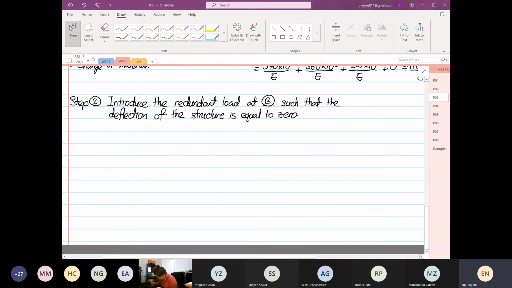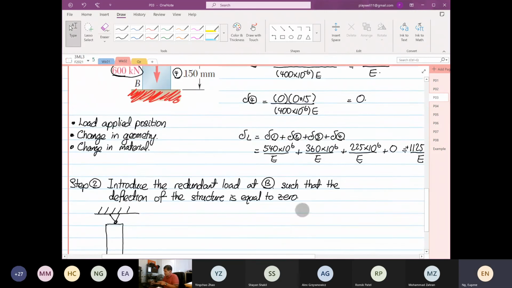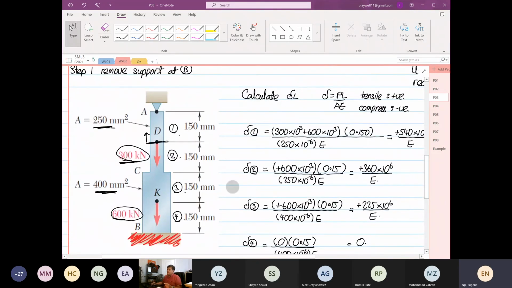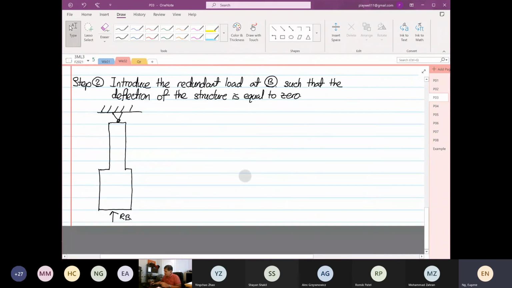I'm not going to use the same diagram. I mean, the structure is still the same. So what we are going to do now is we are going to push the structure back. So this is known as my RB. So you remove the rest of the load, because you analyzed the applied load in section 1 already. Step 1, you analyze the load. So now you remove the load.